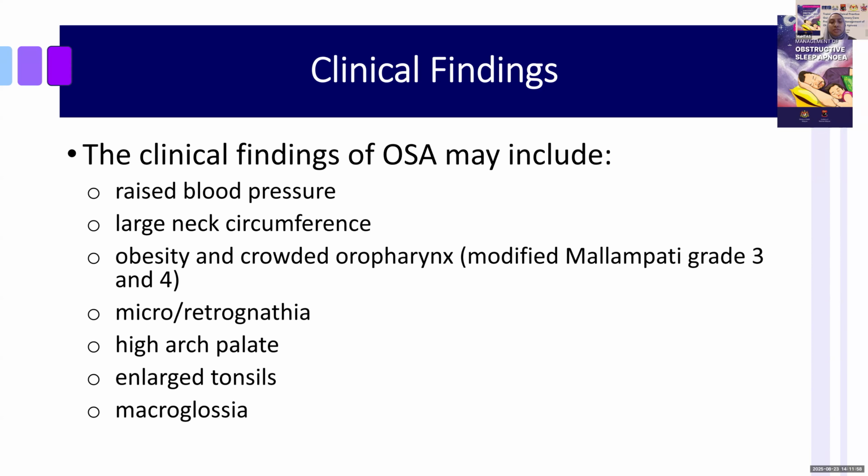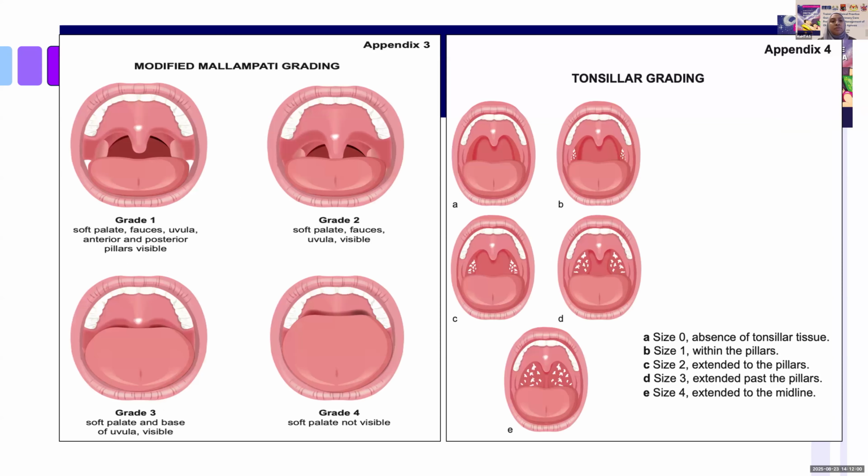How do we examine patients' throat? Generally, we use the modified Mallampati grading and also the tonsillar grading. So if you can clearly see on the diagram here, modified Mallampati is when we ask patients to open their mouth and how well we can see the soft palate, the anterior and posterior pillar, and the uvula. So this is to assess how the tongue sits at the palate.